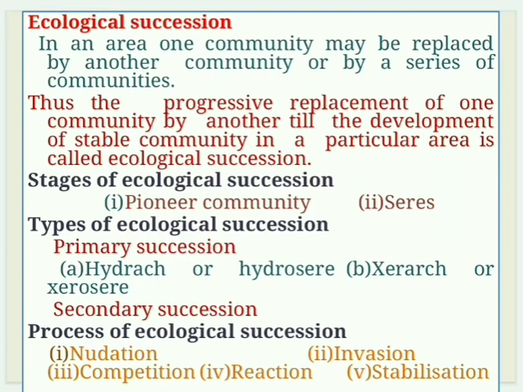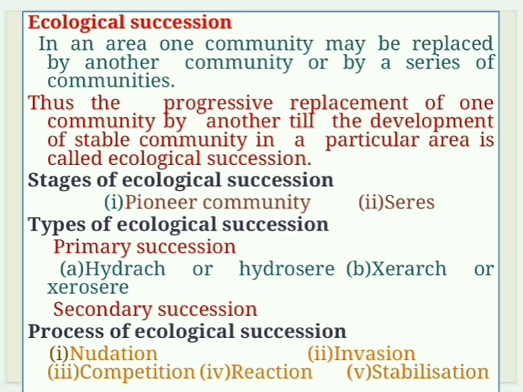Coming to the process of ecological succession, it involves 5 processes: nudation, invasion, competition, reaction, stabilization. Coming to nudation, it is the development of a bare land without any life form. There is no life form at all. That area is being developed. Coming to the second, invasion means establishment of one or more species on bare land through migration followed by establishment. Migration is either by wind, birds or anything. So migration takes place followed by establishment, that is invasion.